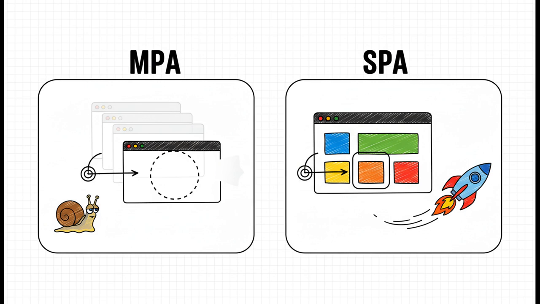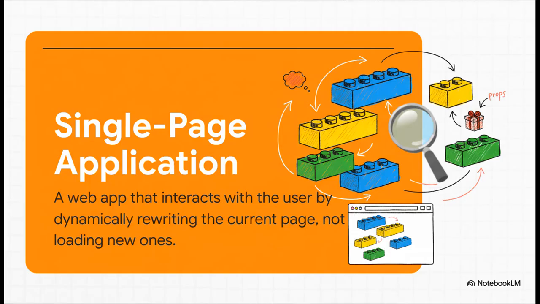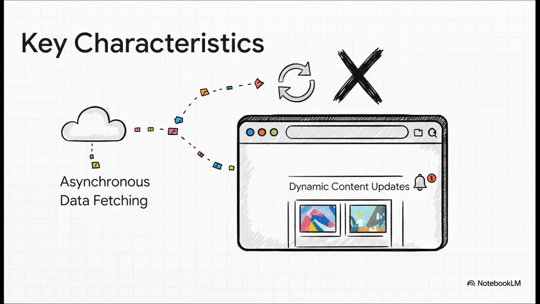With an SPA, the whole app loads just one time, and after that, only the little bits of content that need to change actually get updated. So, an SPA works by, well, dynamically rewriting the page that you're already on. When you click on something, it doesn't have to go back to the server and ask for a whole new HTML file. Nope, it just asks for the little piece of data it needs and then redraws only the relevant parts of the screen. And this leads to a way better user experience.